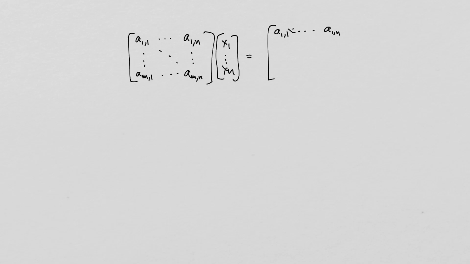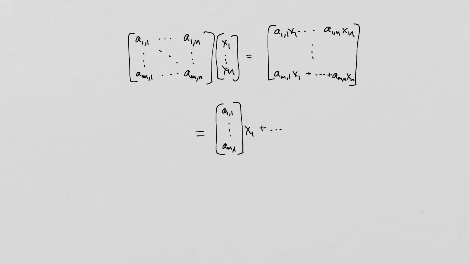We define the product of a matrix and a vector so that applying a transformation is the same as multiplying by its matrix. Equivalently, a matrix times a vector is equal to the linear combination of the columns of the matrix whose weights are the entries of the vector.